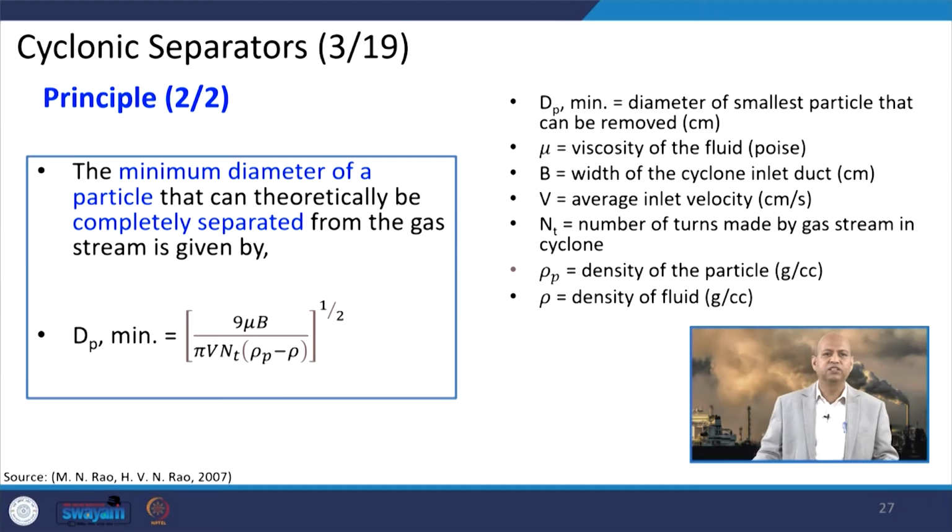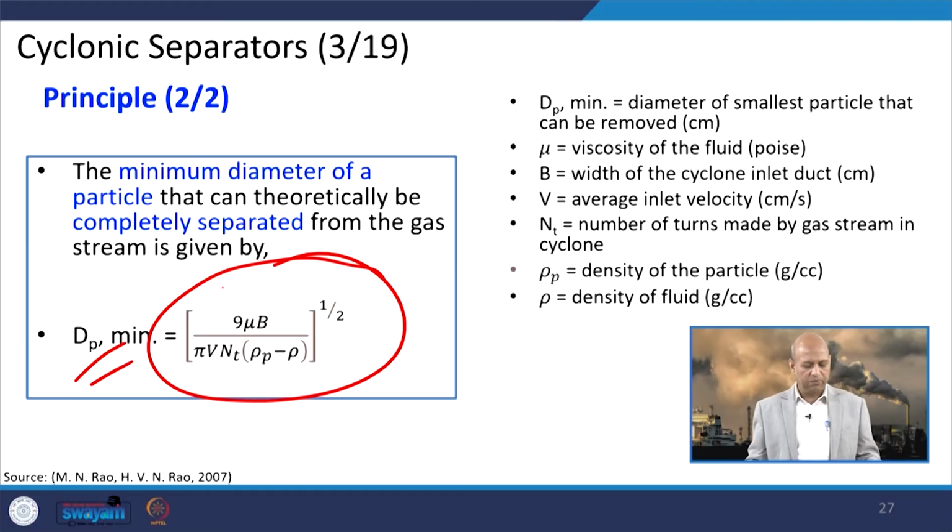Now, if you want to calculate the minimum diameter of a particle that can theoretically be removed completely from the cyclonic separator, the relationship is d_p = square root of 9 mu b divided by pi v n t (rho_p minus rho), where d_p is the minimum diameter of the smallest particle which can be removed by this mechanism. Mu is the viscosity of the fluid, that is the gas, and b is the width of the cyclone inlet duct when it is coming in.